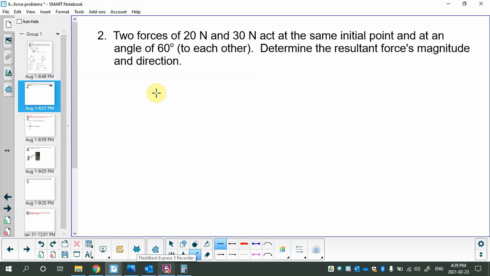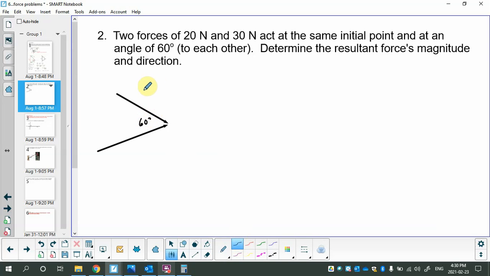So I'm going to draw a line when really I want a directed line segment. I'm going to make this my 20 Newton force, and I'm going to make this my 30, so it's longer. And in between them is 60 degrees. So just so I remember. I'm going to see if I can get away with one picture in this case, because there's a whole lot less going on. We want the resultant force's magnitude, and we want its direction.